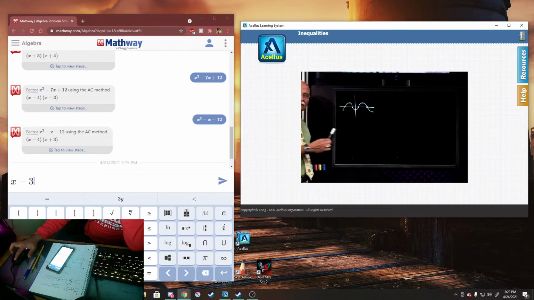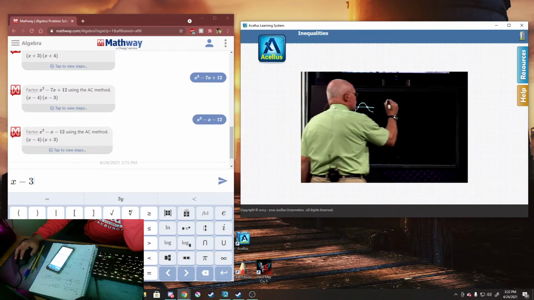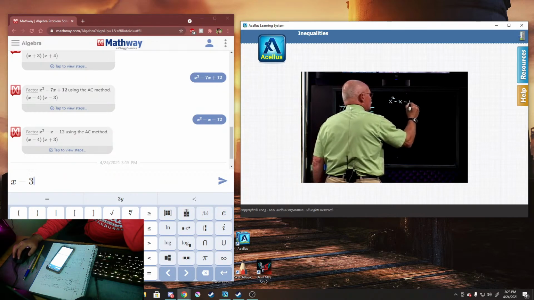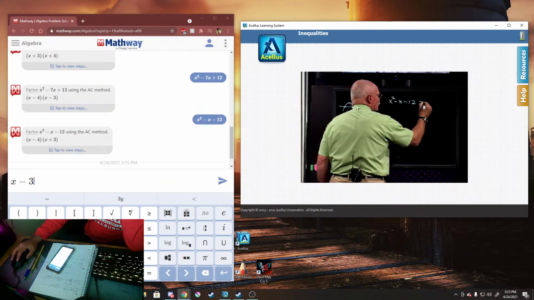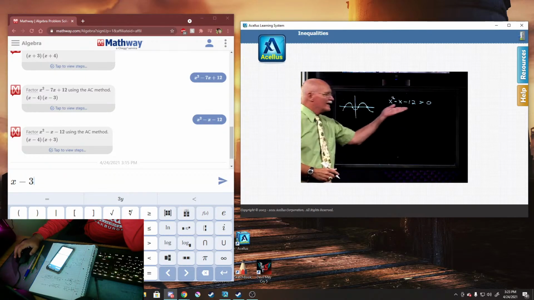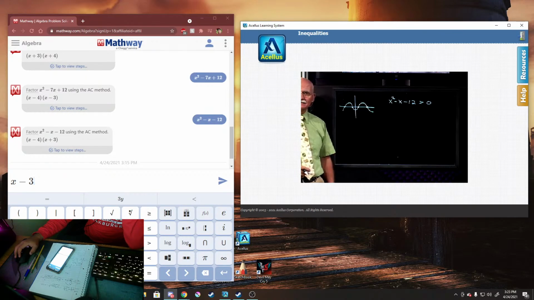When it's above, we call that positive. When it's below, we call that negative. So if I have an inequality like this, x squared minus x minus 12 is greater than 0, I'm really asking, when is this parabola greater than 0?